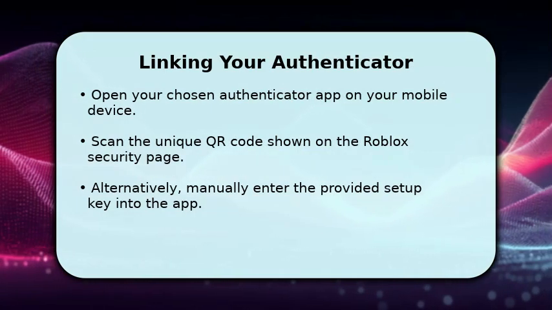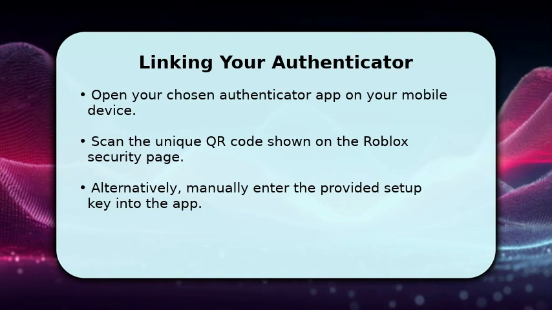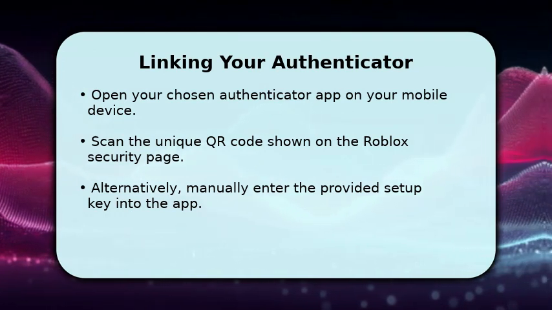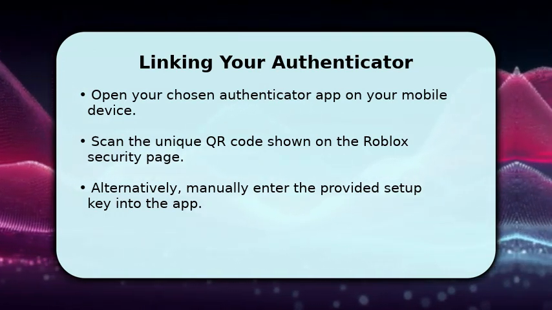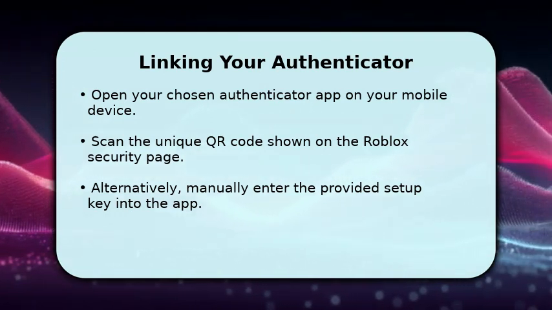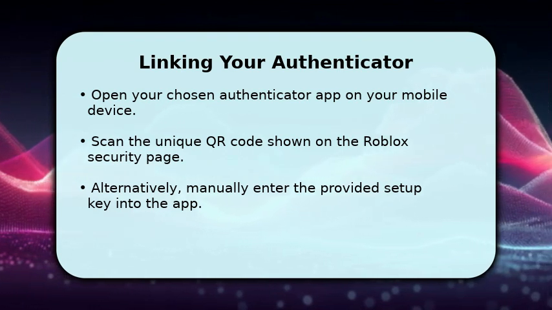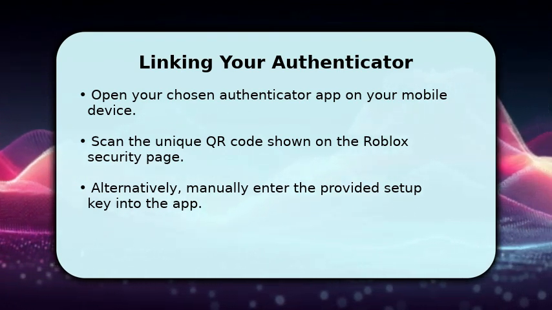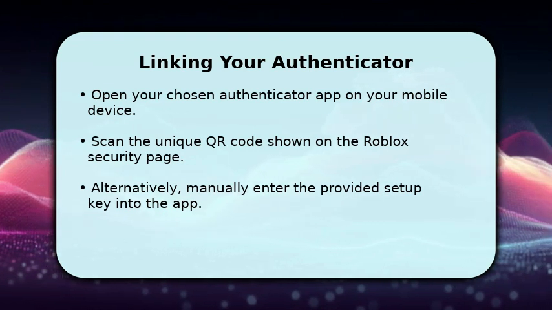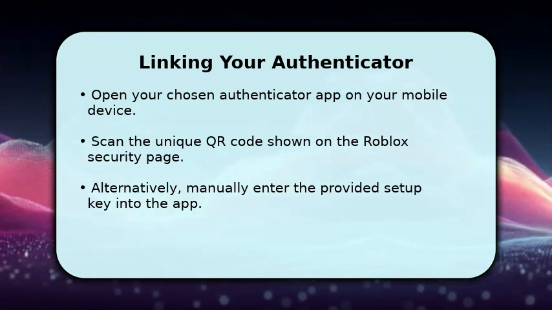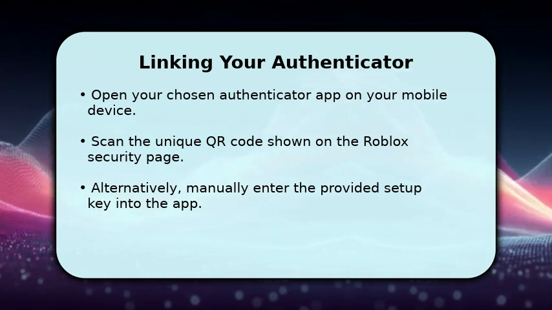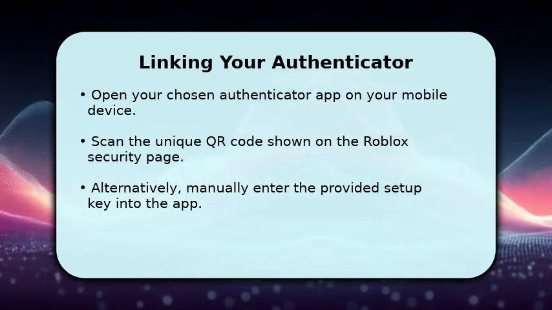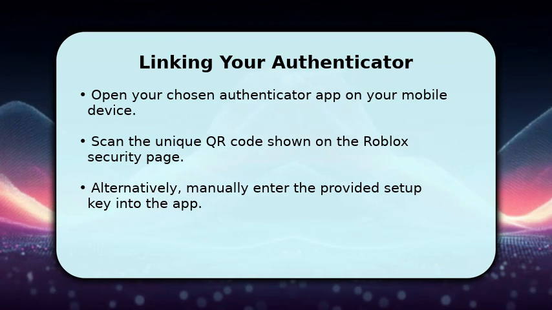Now, open your Authenticator app on your mobile device. Use the app to scan the unique QR code presented on the Roblox security page. If scanning is not possible, you can manually enter the provided setup key into the Authenticator app. Once linked, your Authenticator app will immediately begin generating a new 6-digit verification code approximately every 30 seconds.